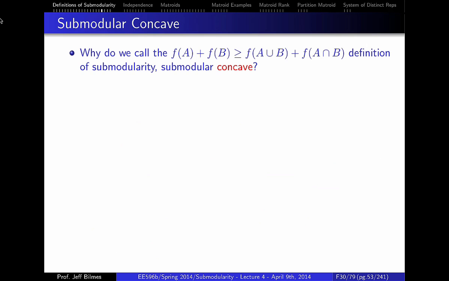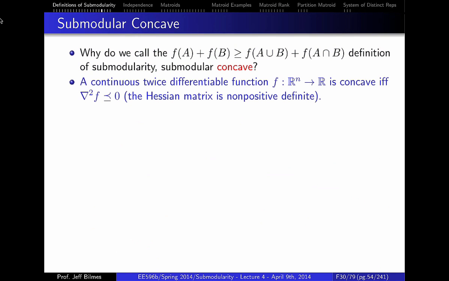So the question is, and I've been calling this submodular concave, why do we even call it concave? What does concave have to do with this? Here's sort of the reason why. Whenever we have a multivariate function, a function from Rn to R, we say that it's concave if its Hessian matrix is non-positive definite. Namely, this is the notation that we use to indicate the non-positive definiteness of the Hessian of f, right?